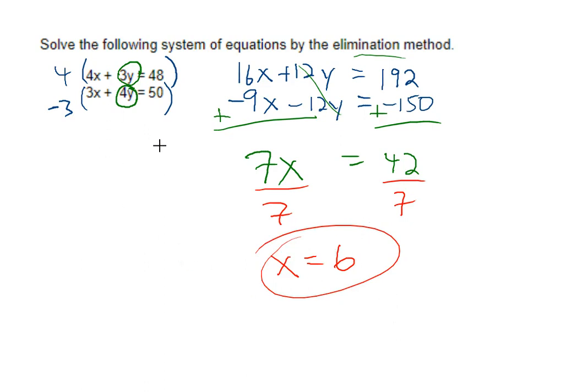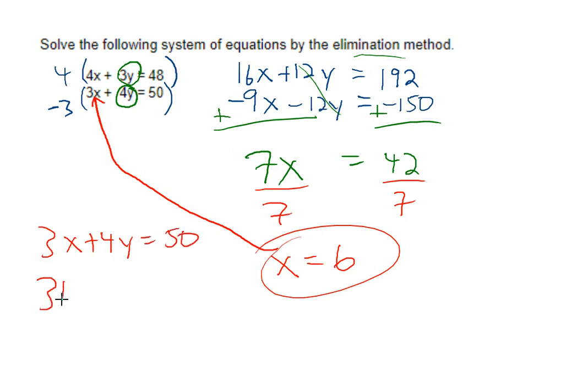Let's plug it back into one of the original equations. So I'm going to plug it back in. I'll just do the bottom one again. It really doesn't matter here. They're both going to be equally difficult. Right, and so we're going to plug in 6 for x, and then we'll solve for y to get the corresponding value for y. So we're going to get 18 plus 4y is equal to 50.